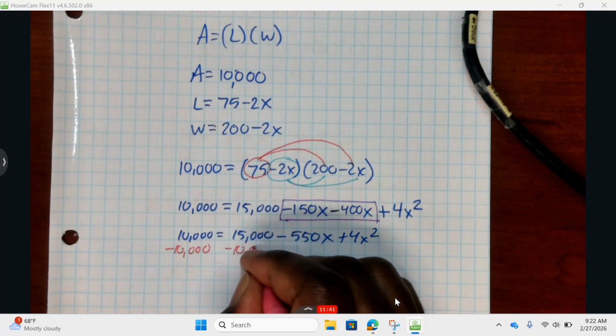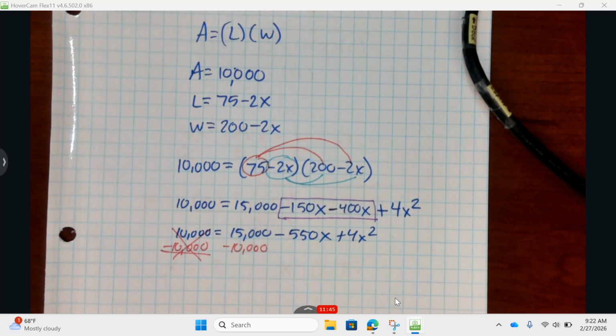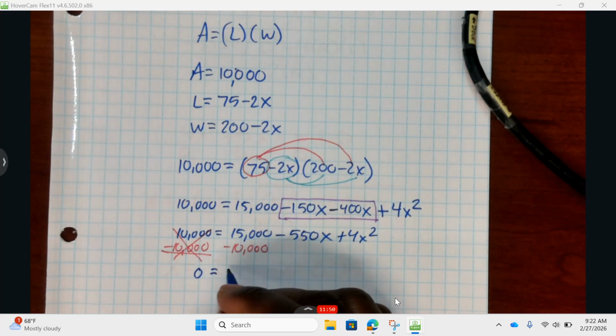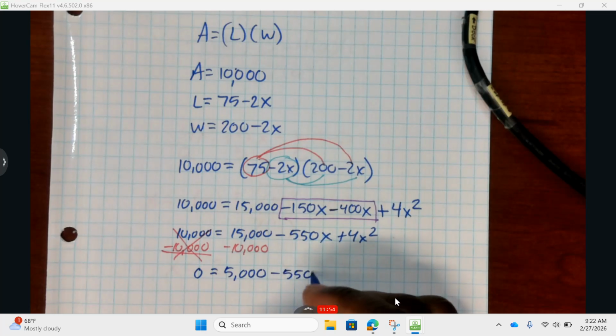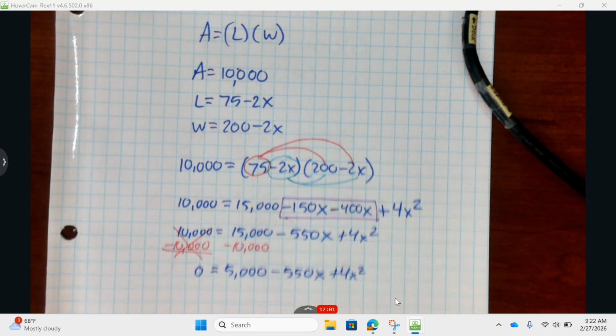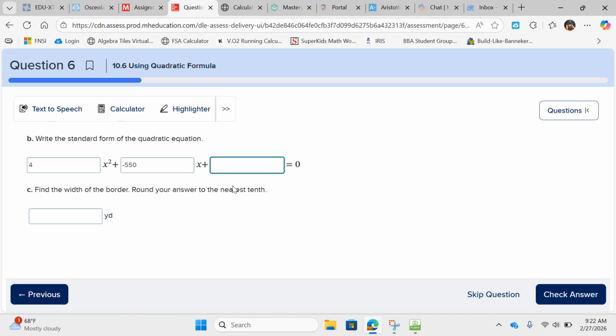minus 10,000 here. Okay, so that part now is 0, and it equals 5,000 minus 550x plus 4x squared. So now we can put that as 5,000. Now it says find the width of the border. Round your answer to the nearest tenth.